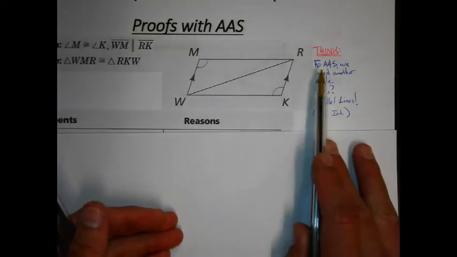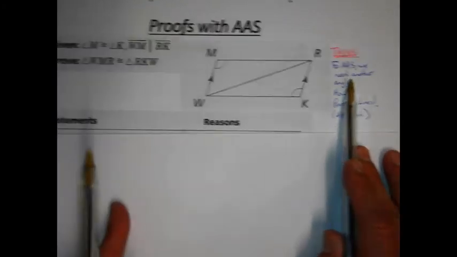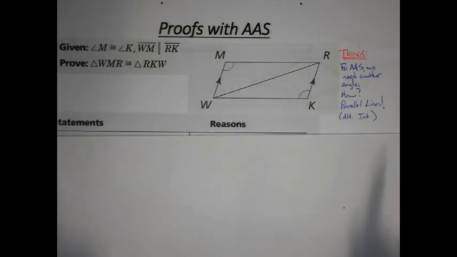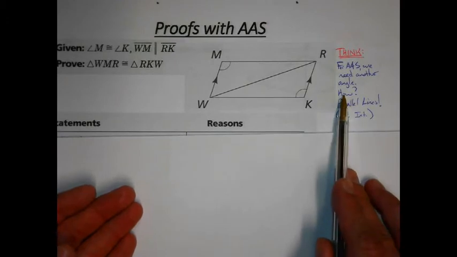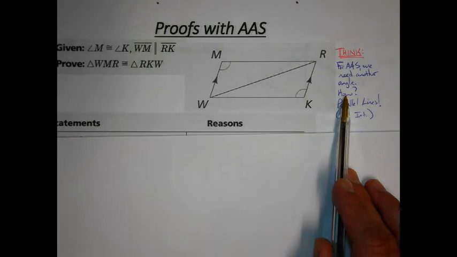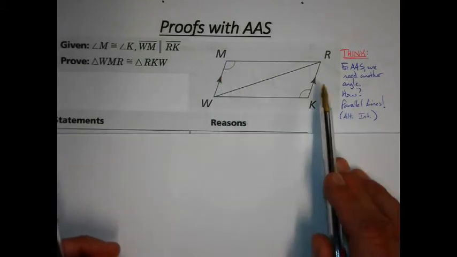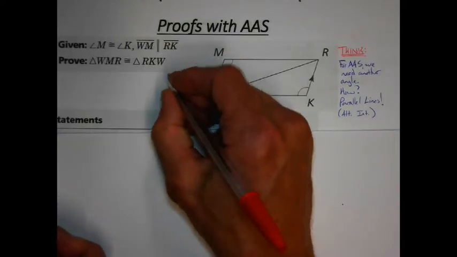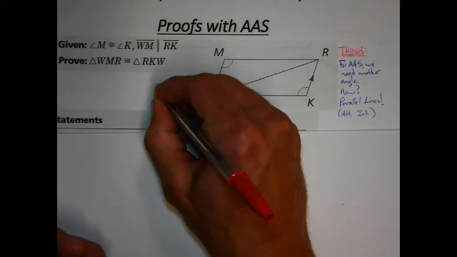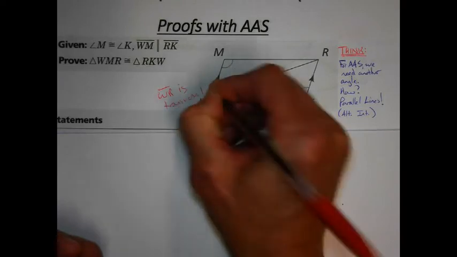For angle, angle, side, we need another angle, because currently we only have one congruent angle. For angle, angle, side, which is what we're doing, we need another angle. How can we establish another pair of congruent angles? We think we have to use those parallel lines. Because if we have parallel lines, guess what WR is? WR is the transversal. No way! Yeah, way.